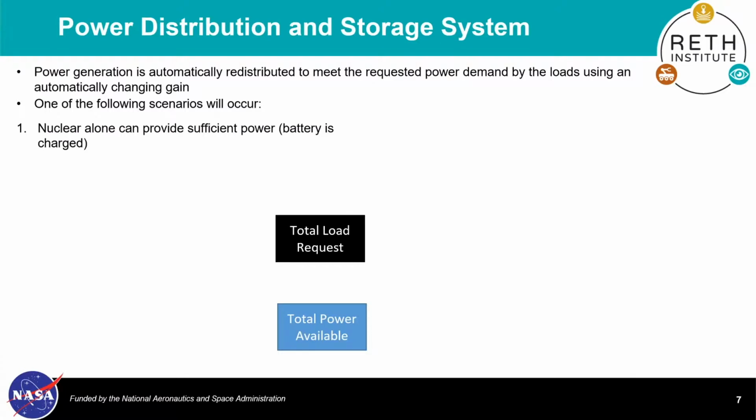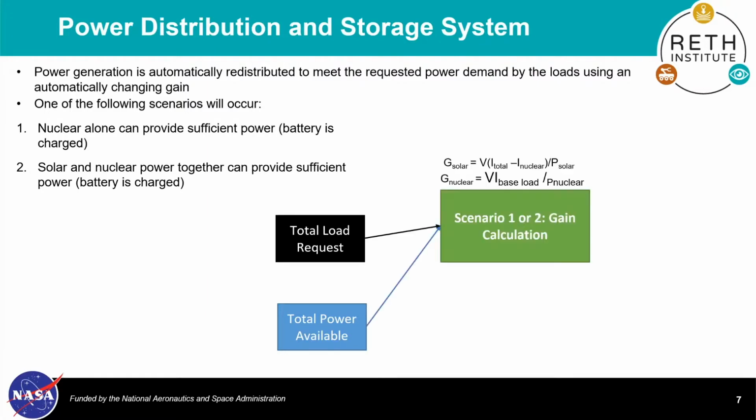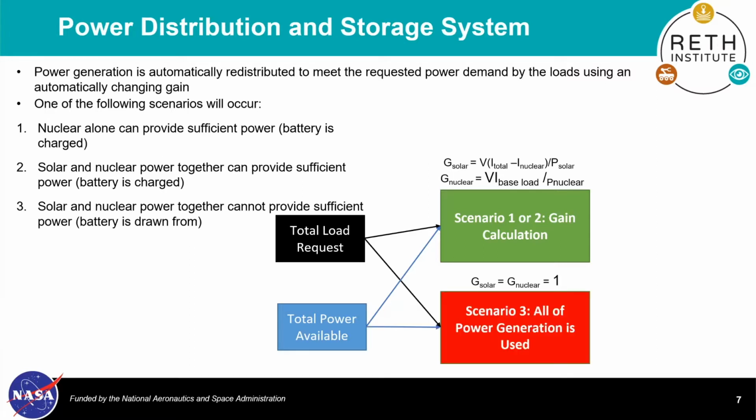In scenario 1, the nuclear power generation alone can provide sufficient power to the loads. In scenario 2, the solar and nuclear power generation together can provide sufficient power to the loads, and the power is redistributed based on the shown gain calculations. Then in scenario 3, the solar and nuclear power generation cannot provide sufficient power to the loads, and thus all of the power generation is needed.